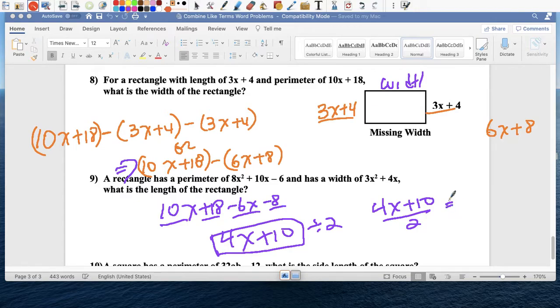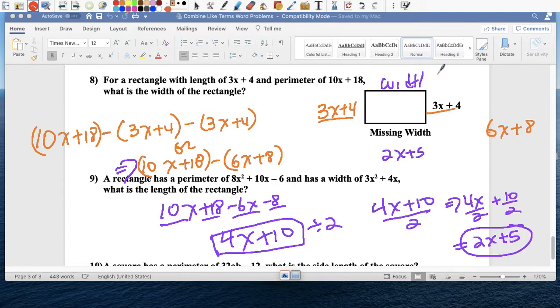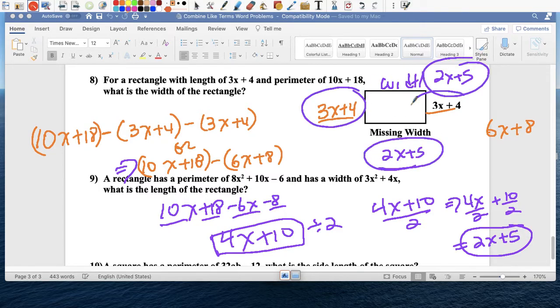So again, I'm going to rewrite it as 4x divided by 2 plus 10 divided by 2. Now you can see that 4x divided by 2 is 2x, and 10 divided by 2 is 5. So each of the missing widths measures 2x plus 5. If you want to double check, add all 4 sides and see if you get 10x plus 18. And if you do, you're good.